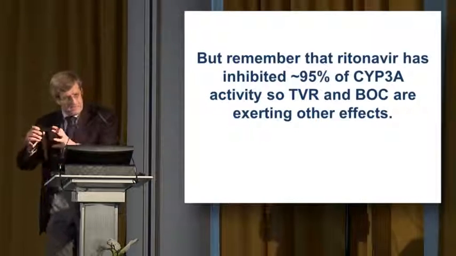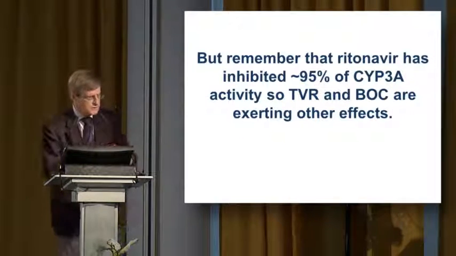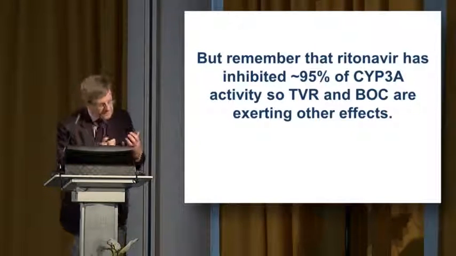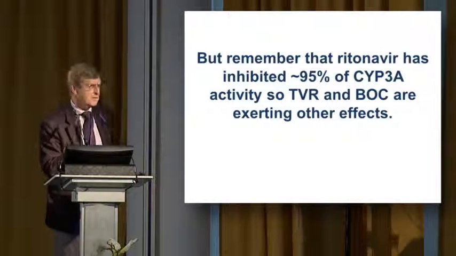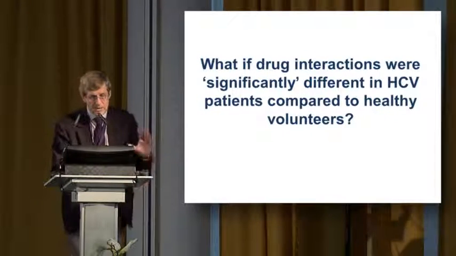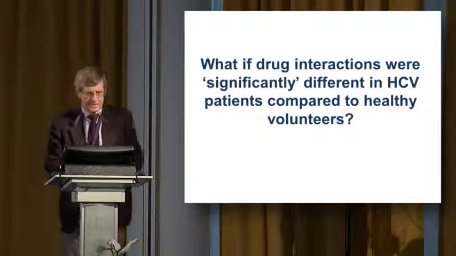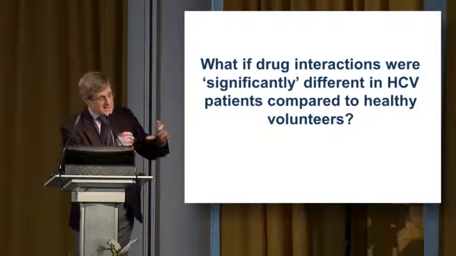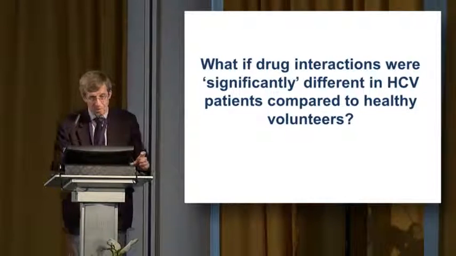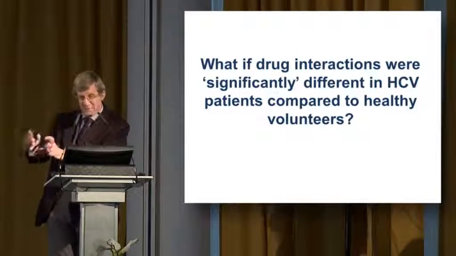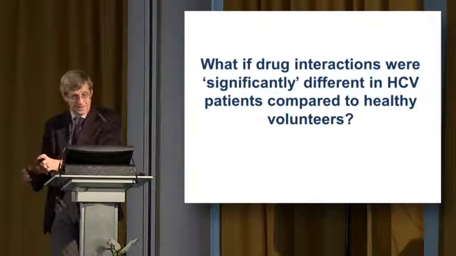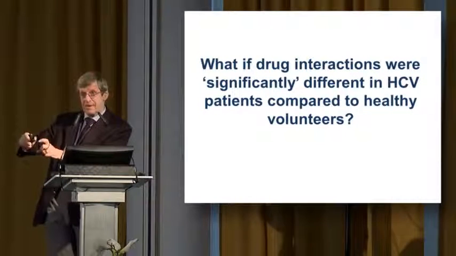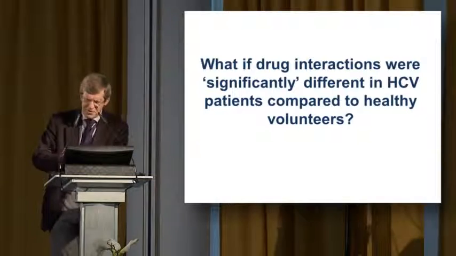So telaprevir and boceprevir are going to exert other effects in terms of what they're doing in the liver and the effect that they might have on the HIV drug. I'm not going to go into that in any detail. My final points are, all of the interaction studies are done in healthy volunteers. What if the interactions were different in HCV patients compared to healthy volunteers? How can we understand what's actually happening in the patients rather than in a healthy volunteer?